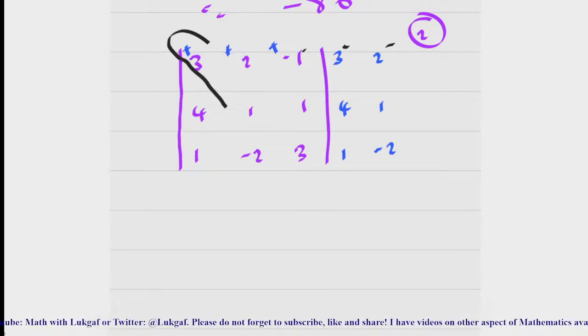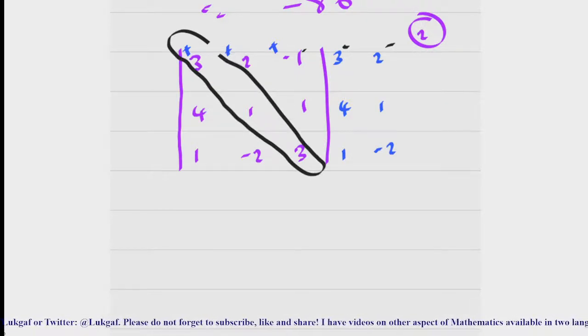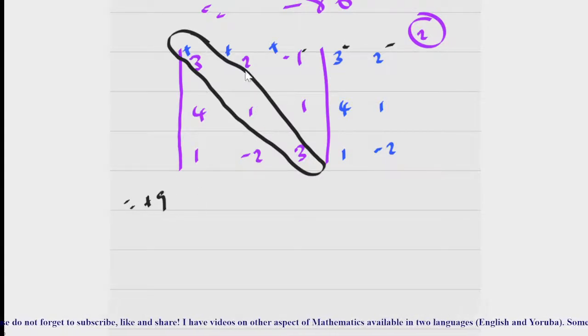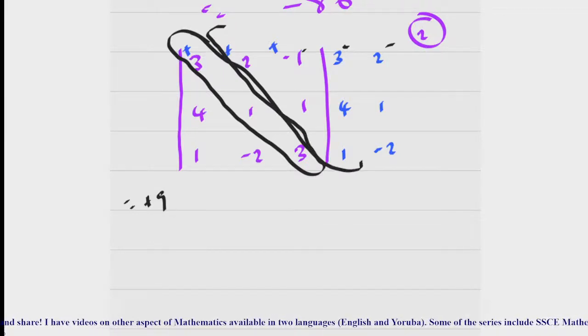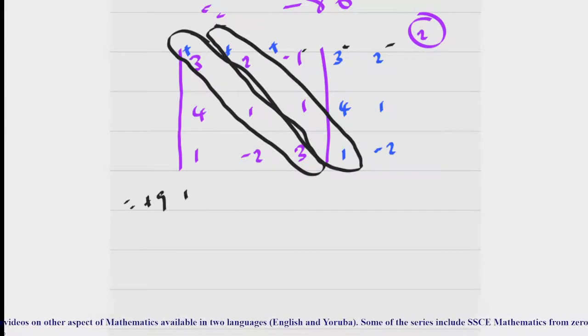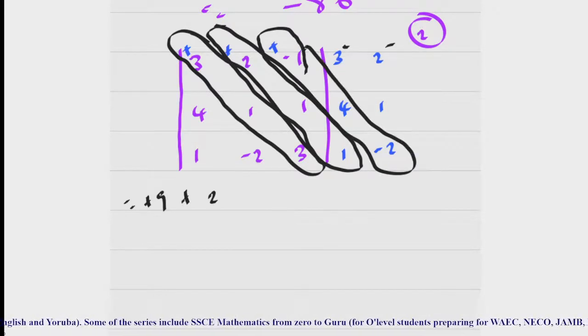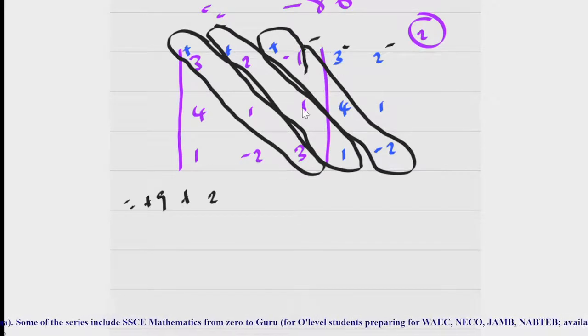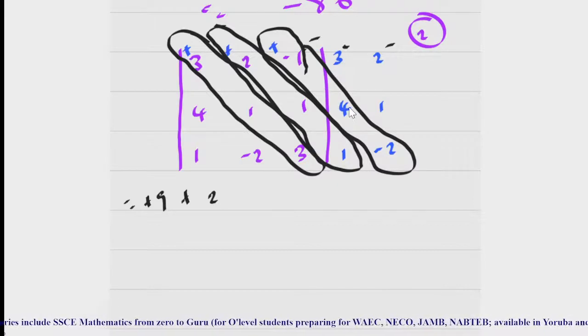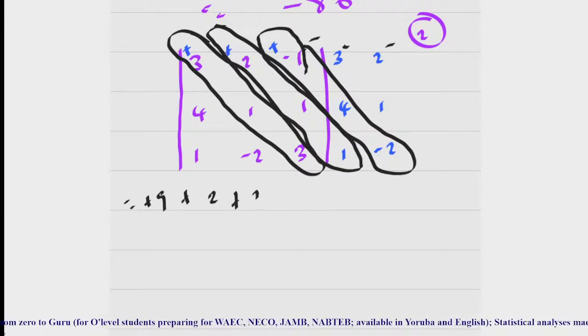Then you take them one by one, those along the diagonal. That is plus 3 times 1 times 3, that is 9. Then you take the second one as well, plus 2 times 1 times 1, that is 2. And you also take the third one as well. Don't forget there is negative here. So that is minus 1 times 4, minus 4, minus 4 times minus 2, that is plus 8.